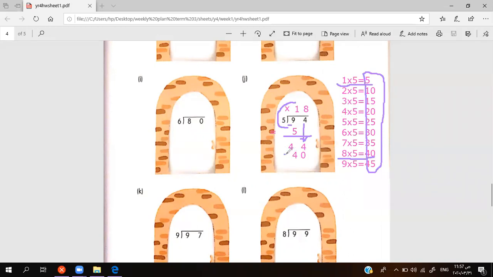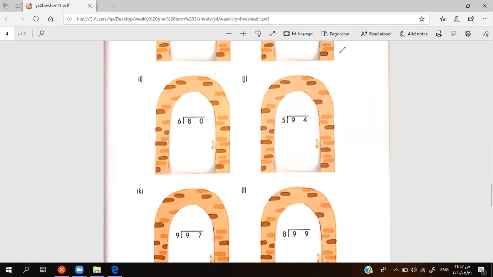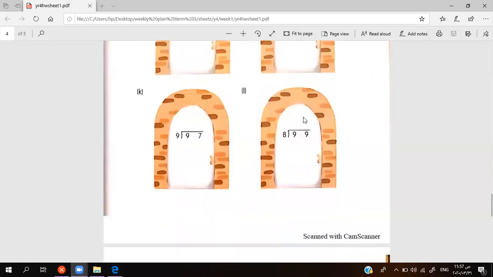Now it's time to make a minus. After 40, 41, 42, 43, 44. Okay, so I have a remaining 4. Why this is a remainder? Because the 4 is smaller than the 5, and he asked you to put the remainder in a circle. Okay, let's do number K.